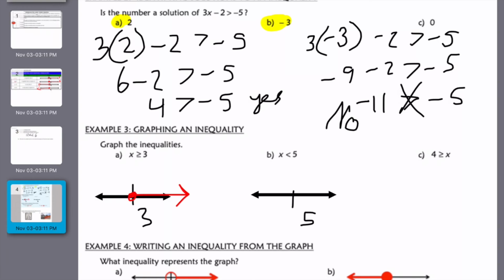X is less than 5. It doesn't include it. So I have an open dot. And numbers that are less than 5 are like 3, 2, 1. So I know it's going to the left.